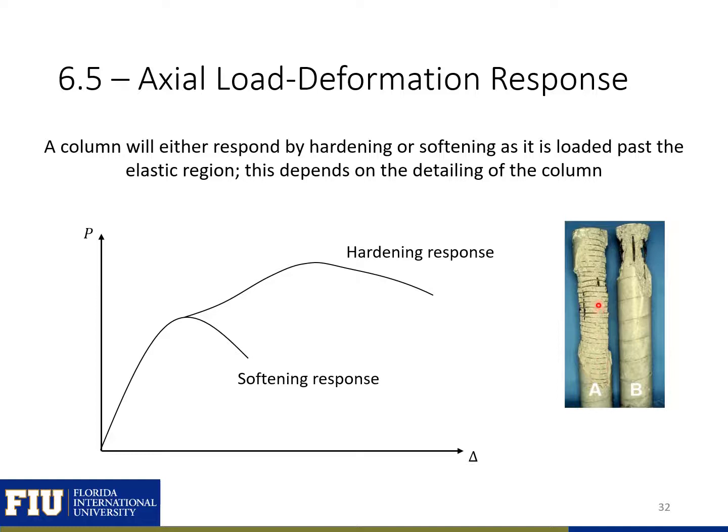In our hardening response, after we lose our cover, our concrete core is going to be confined and we're going to have an increase in strength. Our longitudinal steel is still going to be able to take more load because it's not buckling, and our concrete core is going to be able to take more load because it's confined. So at some point here, we're going to reach the maximum strength of our concrete or the yield strength of our steel, and then we're going to drop off until we have a fracture of one of our transverse ties.